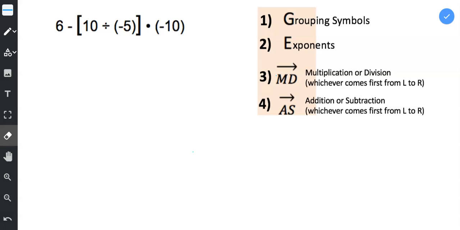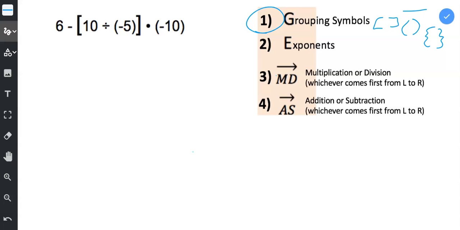You have to follow the steps 1, 2, 3, 4 in order. Let's look first at grouping symbols. I use grouping symbols instead of parentheses because grouping symbols includes brackets, parentheses, ellipses, fraction bars, all of those things. So I think it's more specific. I like to use GEMDOS instead of PEMDOS. So let's look for our grouping symbols.